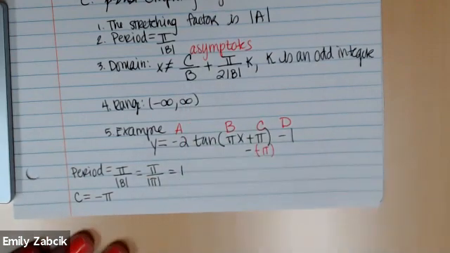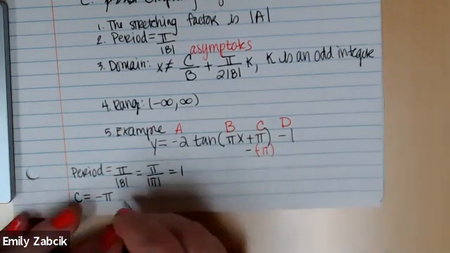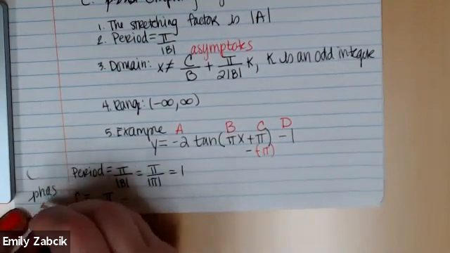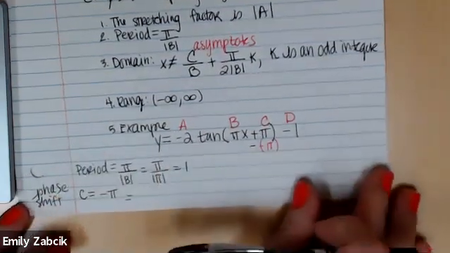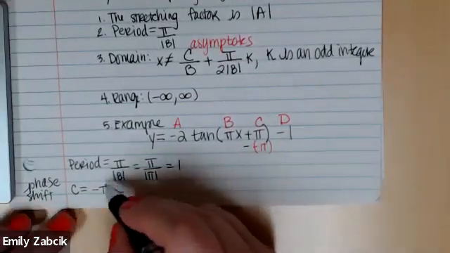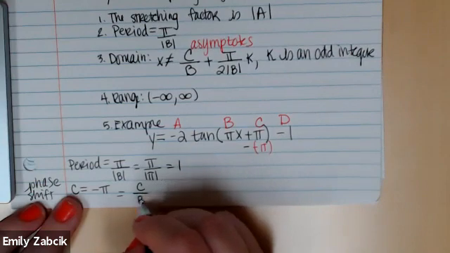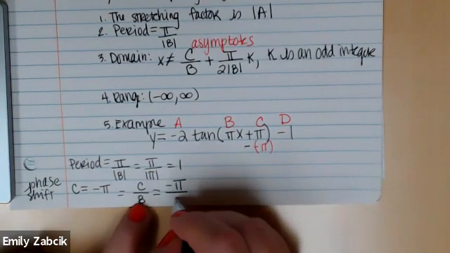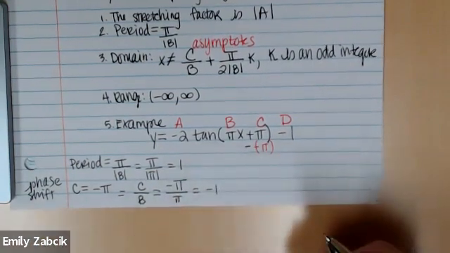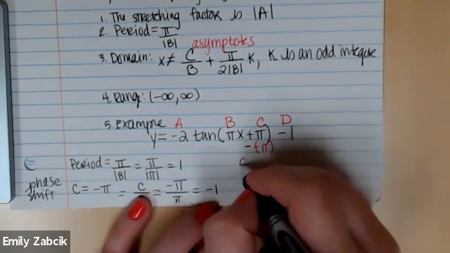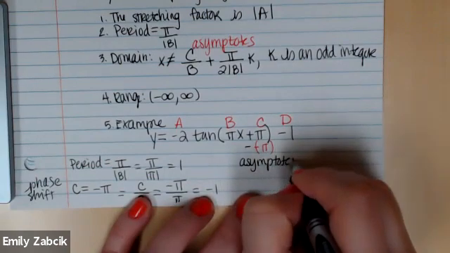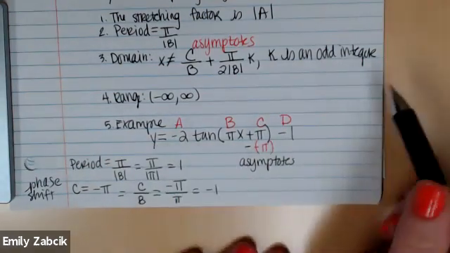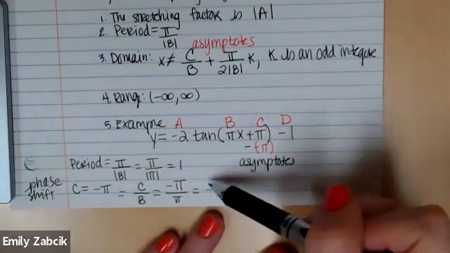You can see that C over B is listed here. So what we're going to do to figure out the phase shift and how they shifted that period off the origin is we're going to do C over B. So I'm going to take C of -pi over B, which is pi. And so it has a shift of -1. So when I'm looking at my asymptotes, we can see it's where our period starts and where it ends. It's going to have a total period of 1, but it's been shifted by -1.